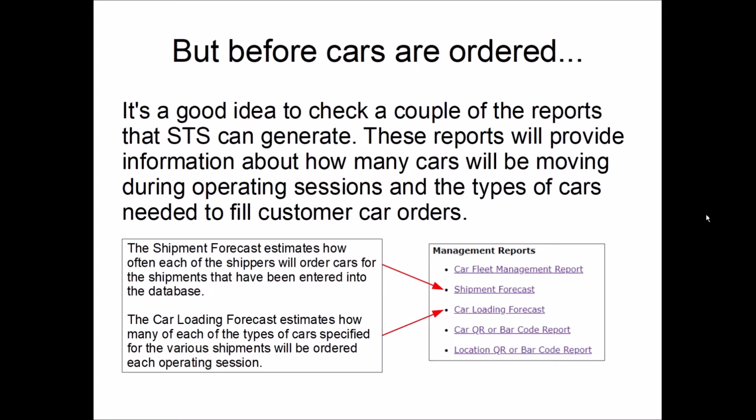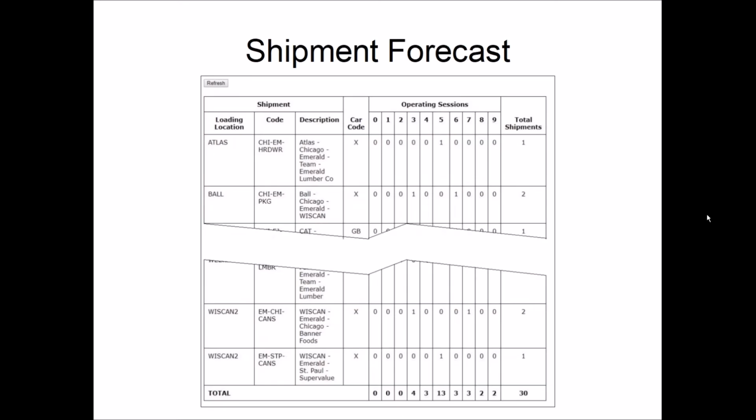One is how many shipments will take place, and by shipments, I should say how many cars will be ordered. And this is sorted by customer. And then the second report will help you figure out how many cars of each kind you're going to need. Now you'll notice here that as far as shipments going out, nothing happened until the fourth operating session. And that's because of the way the shipments were set up in the database.